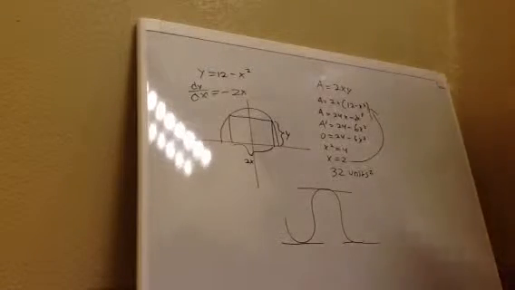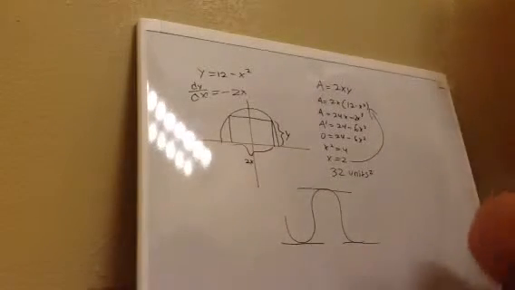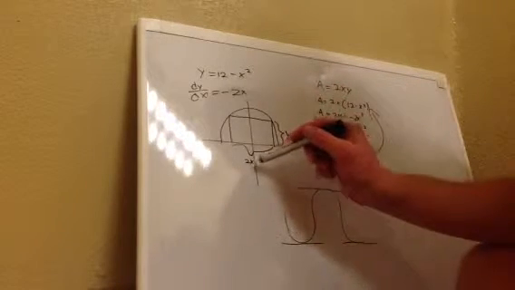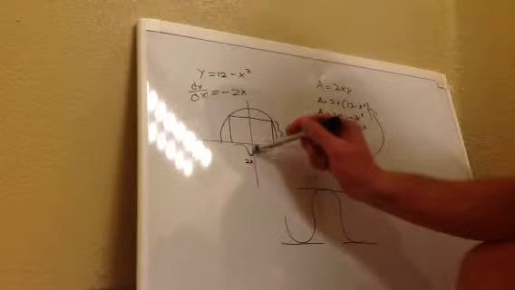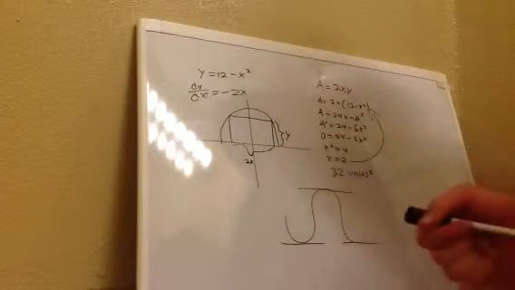Okay, so for the finding the maximum area deal, you're gonna have a rectangle, okay? Now one side of your rectangle is gonna be 2x, right? Because x will just be half of it, and then one side of your rectangle is gonna be y, okay?